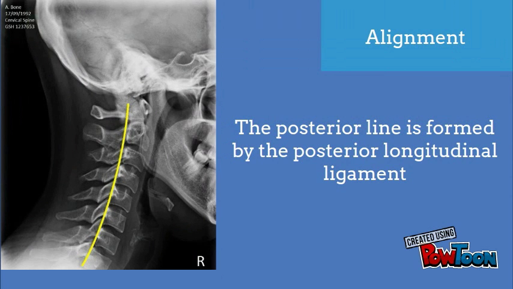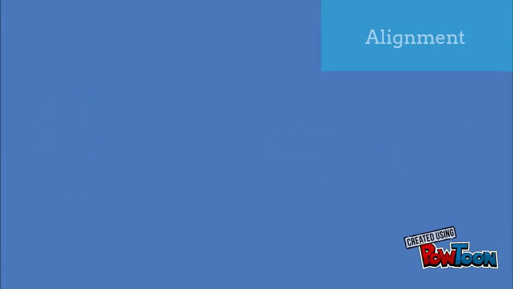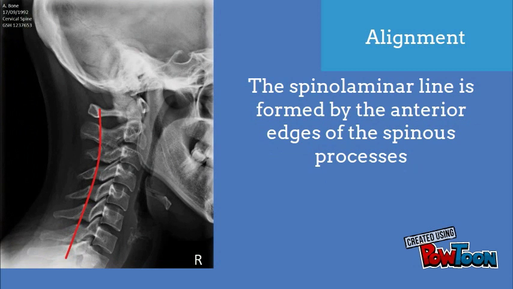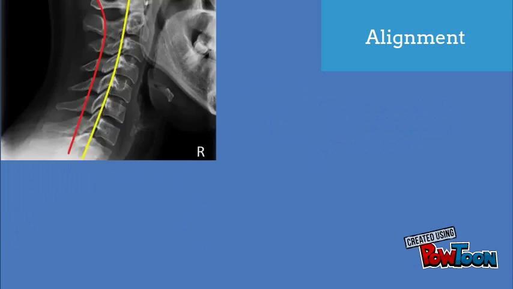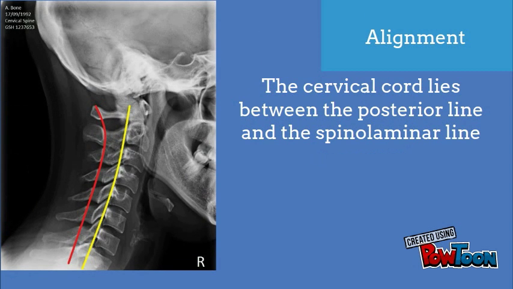The posterior line is formed by the posterior longitudinal ligament and is drawn joining the posterior borders of each vertebral body. The spinolaminar line is formed by the anterior edges of the spinous processes and is particularly important for subluxation of the vertebra. The cervical cord lies between the posterior line and the spinolaminar line.